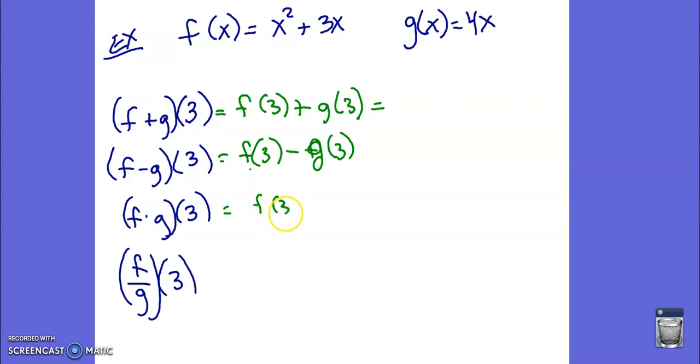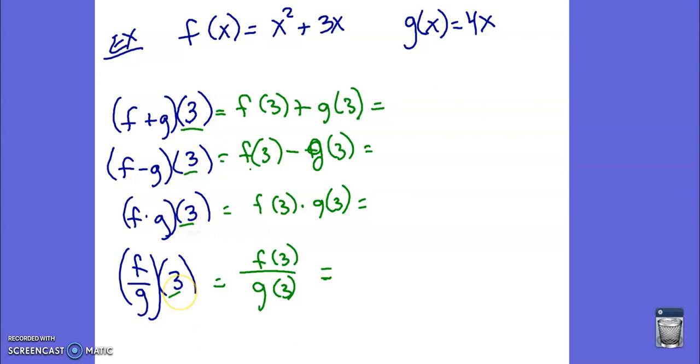F of 3 times g of 3, and f of 3 divided by g of 3. So once we find f of 3 and g of 3, we're just going to plug them in and do the operations, and it becomes pretty simple once we find that. Because I made these all 3's, it's a pretty simple calculation process for all of them.